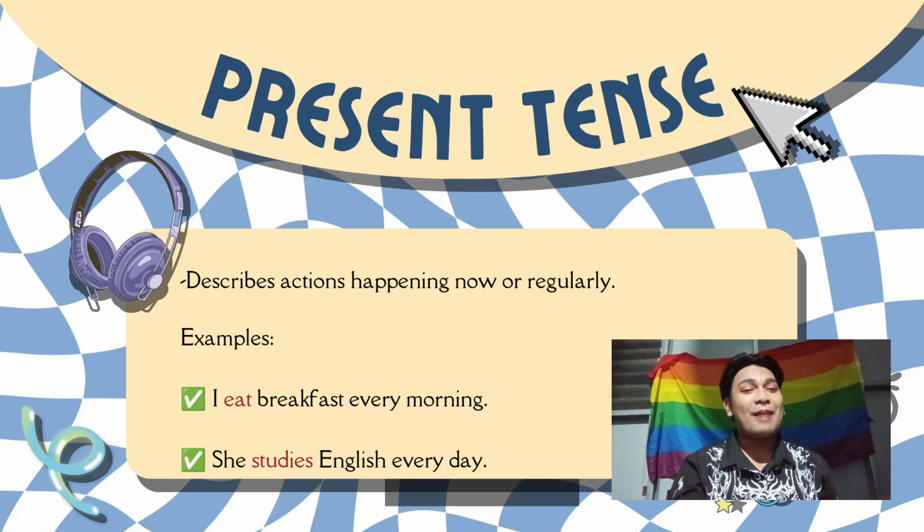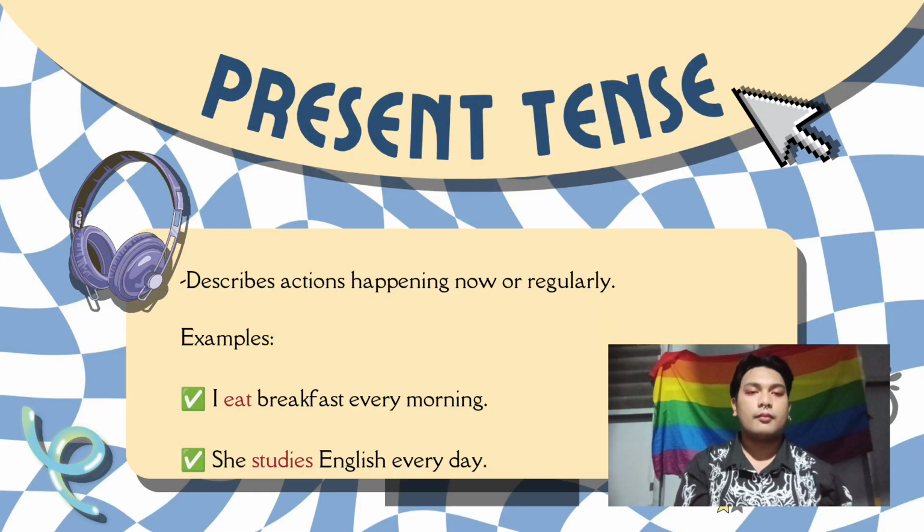So let's start to talk about the present tense. We use the present tense to describe an action that's happening right now or things we do repeatedly. For example, I eat breakfast every morning. Another example is, she studies English every day. Notice how the verbs eat and studies show actions that are true in the present or happen repeatedly.